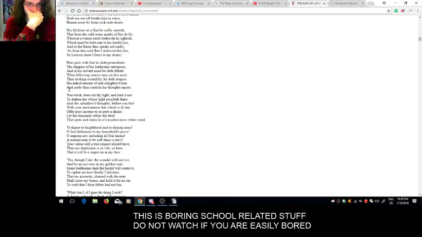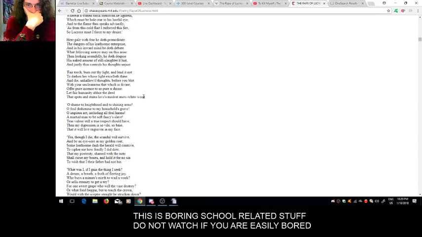Fair torch, burn out thy light, and lend it not to darken her, whose light exceedeth thine, and die unhallowed thoughts before you blot with your uncleanness that which is divine. Offer pure incense to so pure a shrine, let fair humanity abhor the deed that spots the stain and loves modest snow-white weed. Snow-white weed.